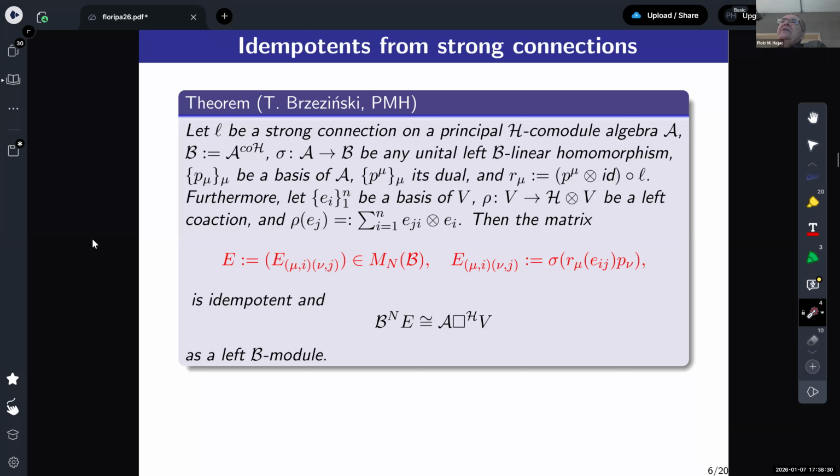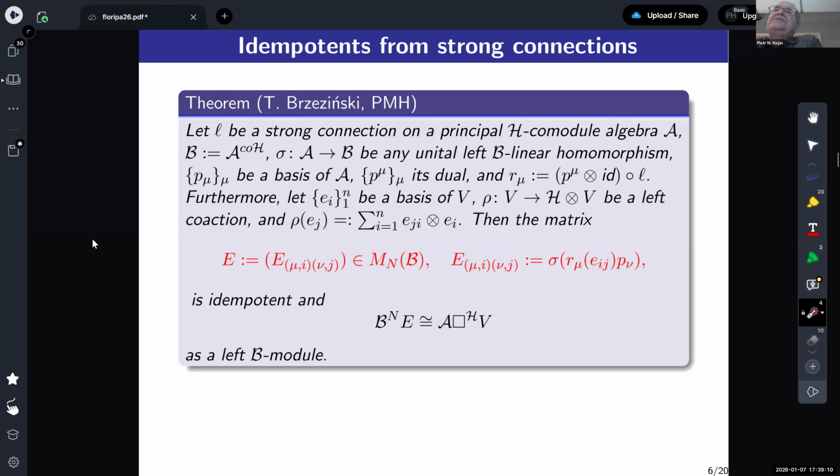So the setting is the following. We have a principal H-comodule algebra, we have a strong connection, and you can prove, it's not very difficult, that there always exists a unital left B-module retraction of the inclusion of the subalgebra B inside the algebra A. So in particular, note that when sigma is restricted to the subalgebra B, it's just the identity. You can actually construct it using a strong connection, so you can give an explicit formula, and we need it here to formulate this theorem.